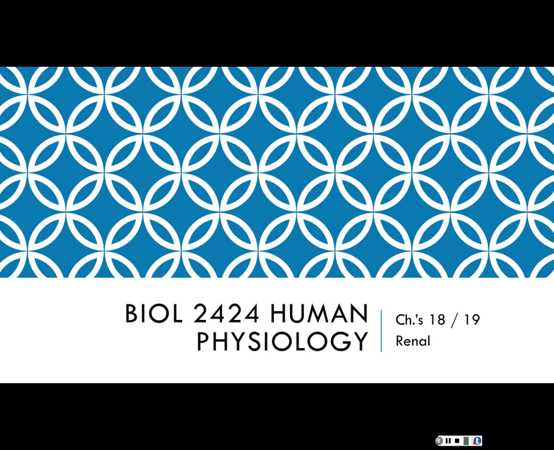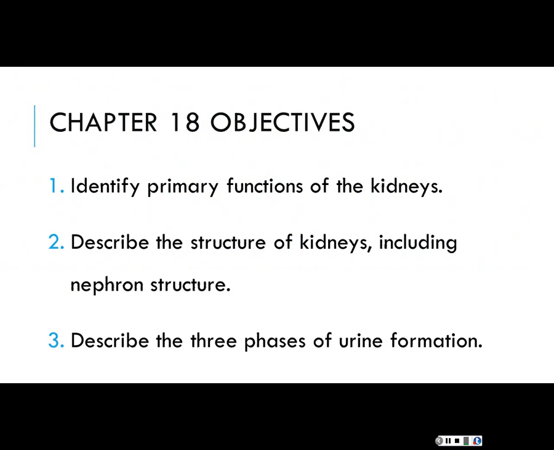In chapter 18, what we're going to do is just look at some major functions of the kidneys. We're going to look at the structure of the kidneys and then spend most of our time on the nephron structure. And then we'll look at how urine is formed. Okay, so this will be a review from this week's lab.